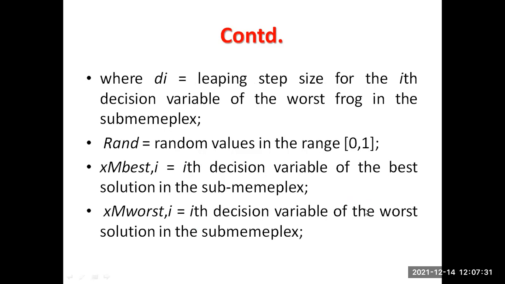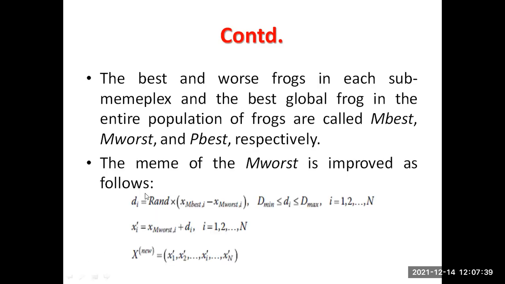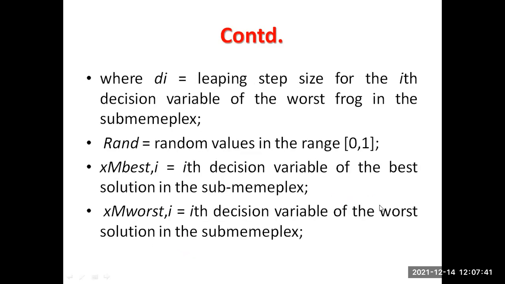Here di is the leaping step size for the ith decision variable of the worst frog. Everywhere, this di is the difference, the leaping step size for the ith decision variable of the worst frog in the submemeplex, and rand is a random value in the range of 0 to 1. Obviously, this random value will vary between 0 and 1. And then xn base i is the ith decision variable of the base solution in the submemeplex, and xm worst i is the ith decision variable of the worst solution in the submemeplex.